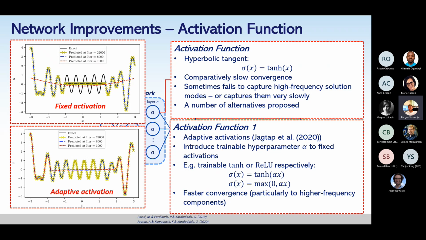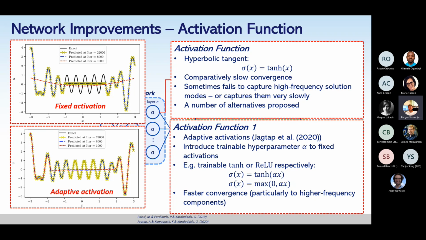So the first is these adaptive activation functions that were proposed by Jagtap. Essentially this just introduces a trainable hyperparameter alpha. So you can take any standard fixed activation function and add in this scaling term alpha, and this is global, so every layer uses the same common alpha value. And this hugely increases the convergence rate of the training process.